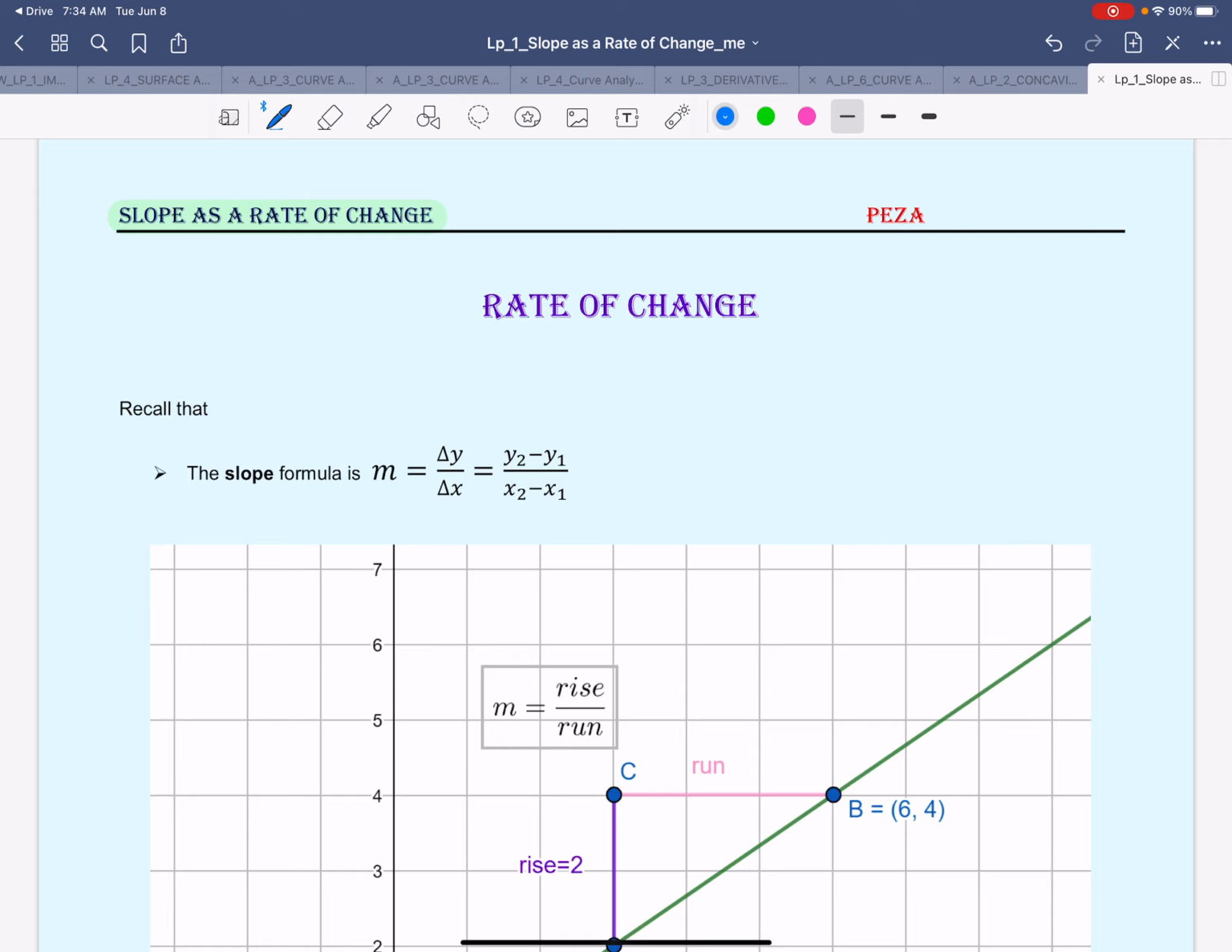And I'm not sure if you've heard of this rhyme, but it's a very popular one. So here we go. We say that slope is easy and fun. Just remember to rise and then run.